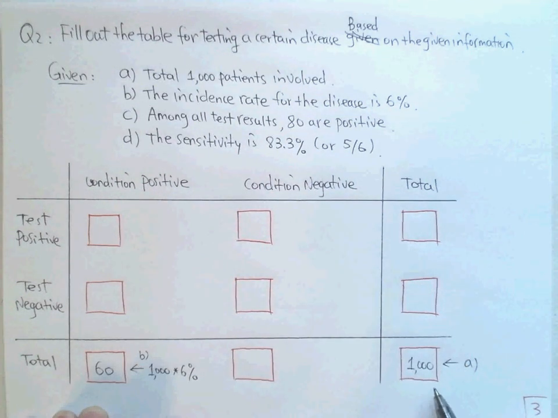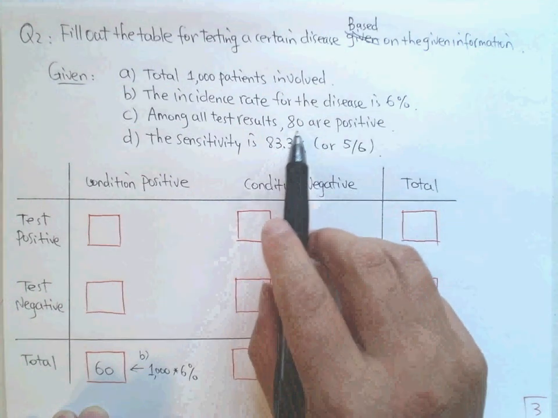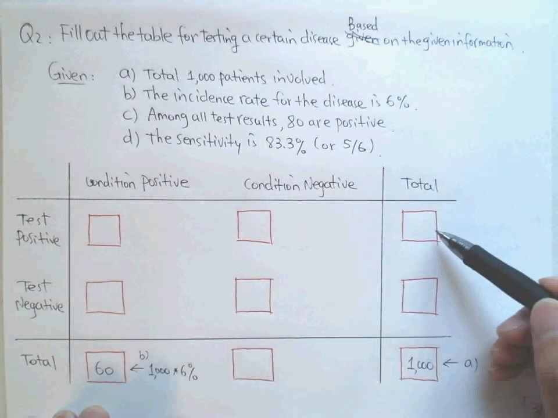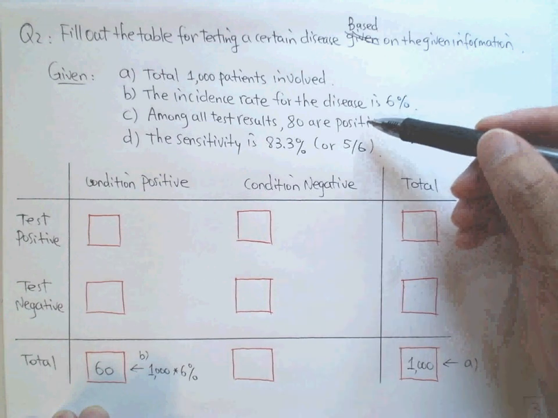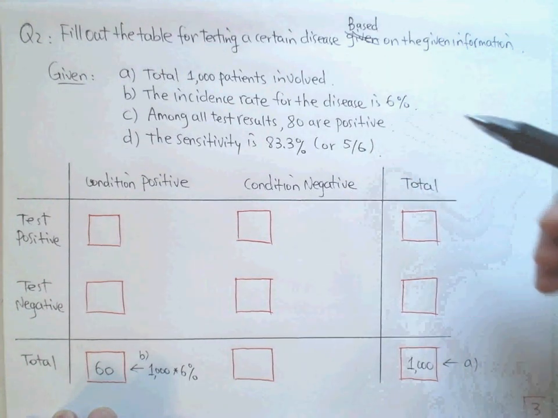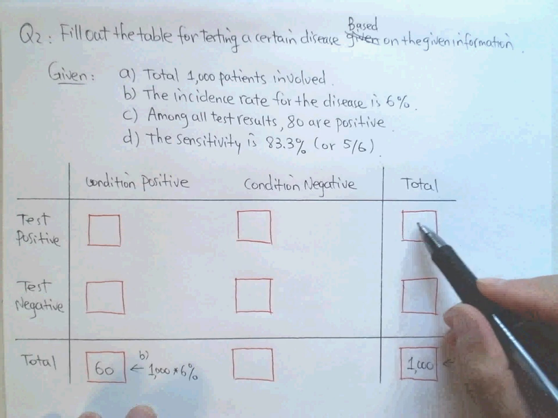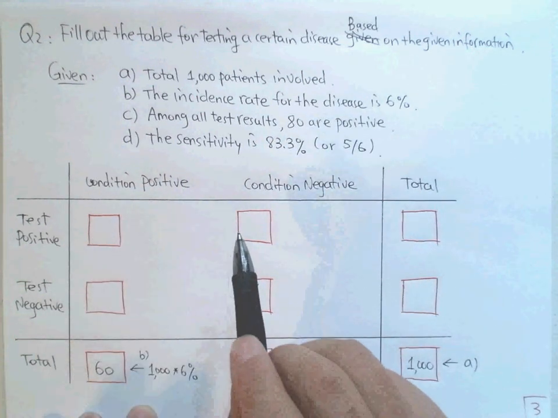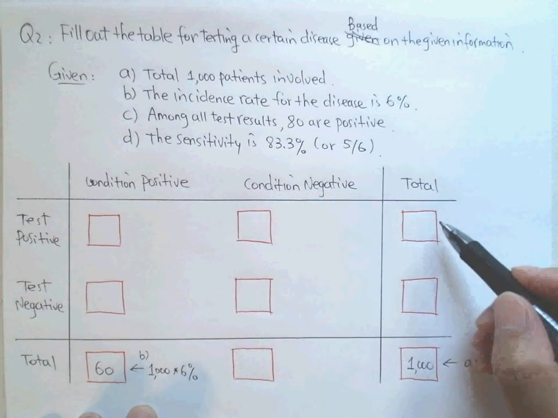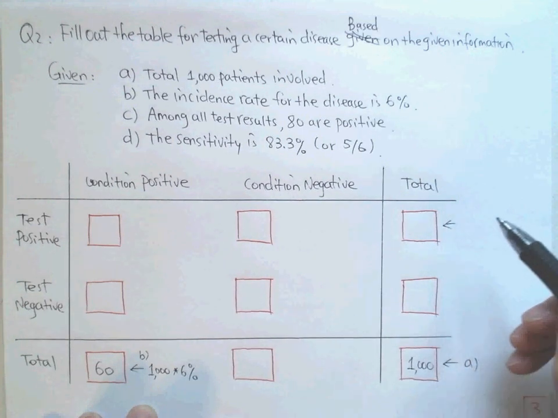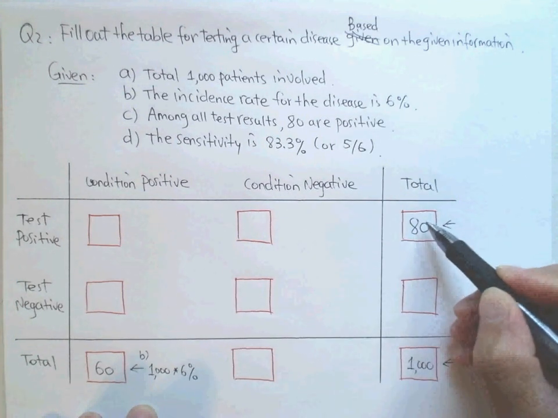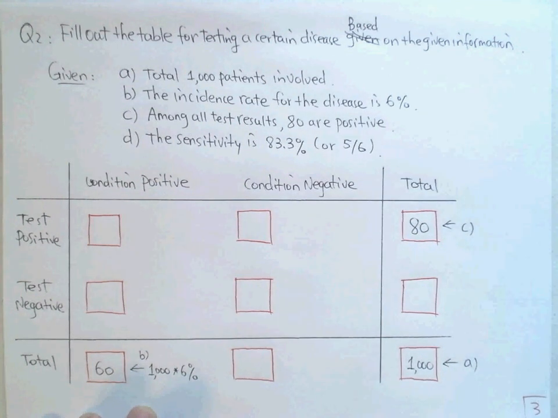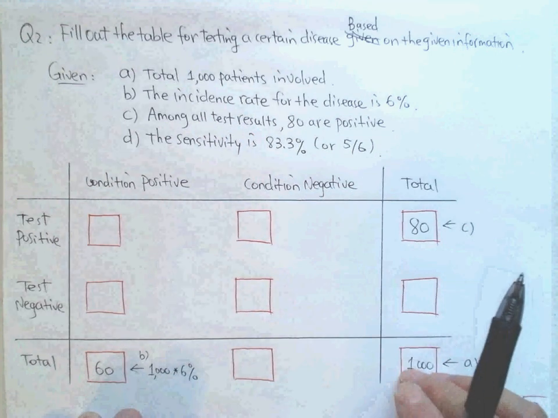Among all the test results, how many? 1,000. Among the 1,000 test results, 80 are positive. We have to put the box. Put it here. Okay, 80 is positive tests. The total is put here, and this is a part of the positive test. This is another part of the positive test. All the total positive tests put here should be 80. That's based on the information C.